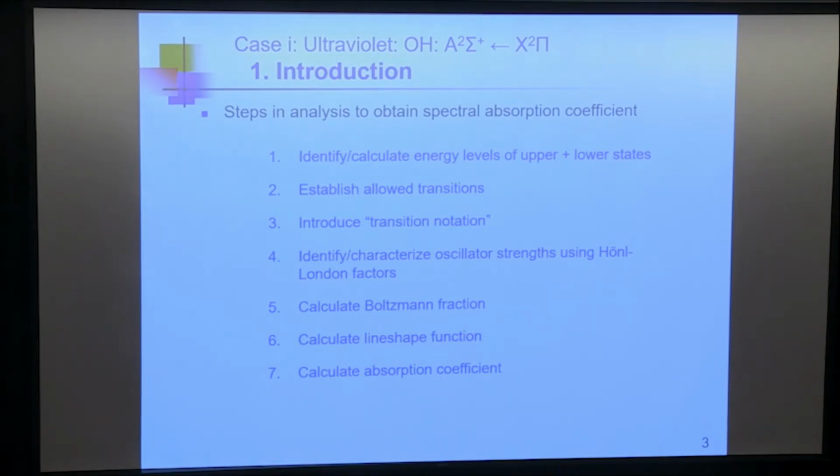So we establish the allowed transitions. We make use of our notation, which is the accountant's way of keeping track of things. We impose the Hönl-London factors, which vary with the type of electronic transition. Calculate the Boltzmann fraction, calculate the line shape function, get the absorption coefficient.